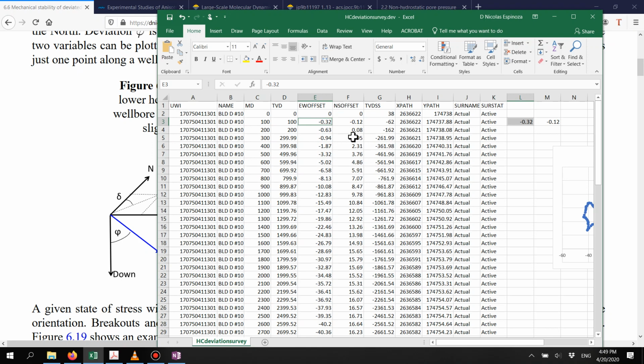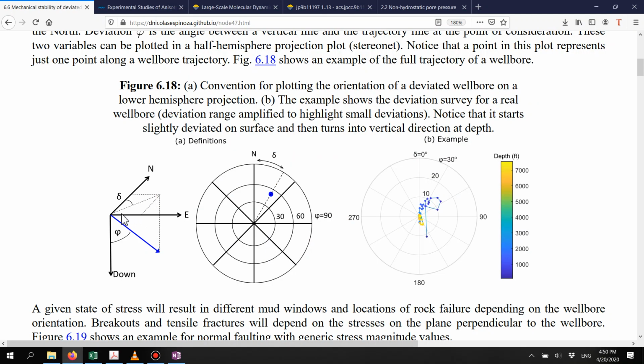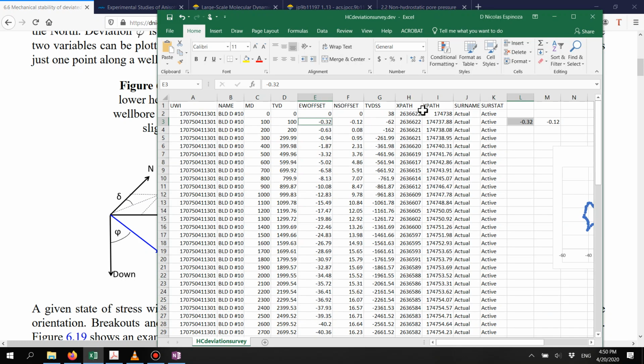And what that means is that in this particular case, this wellbore going from 0 to 100 feet of measured depth went in negative direction. So that means it went in direction west. And similarly, if we look at the change in direction y, this one went in negative direction 0.12 feet, which means it went in direction south. And we can see all these changes on all these offsets at several points along the wellbore.